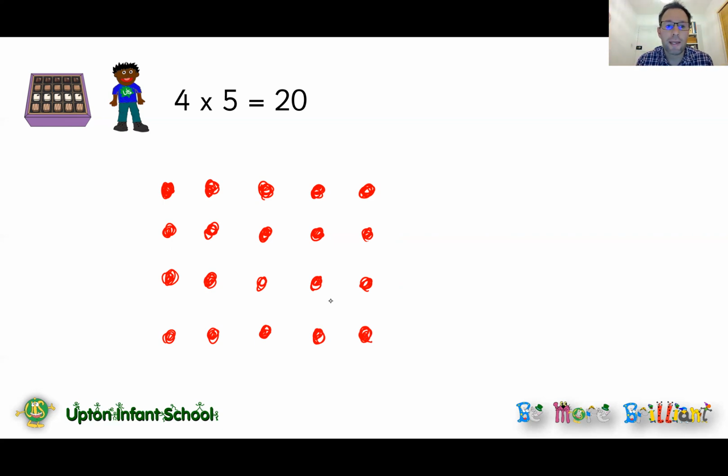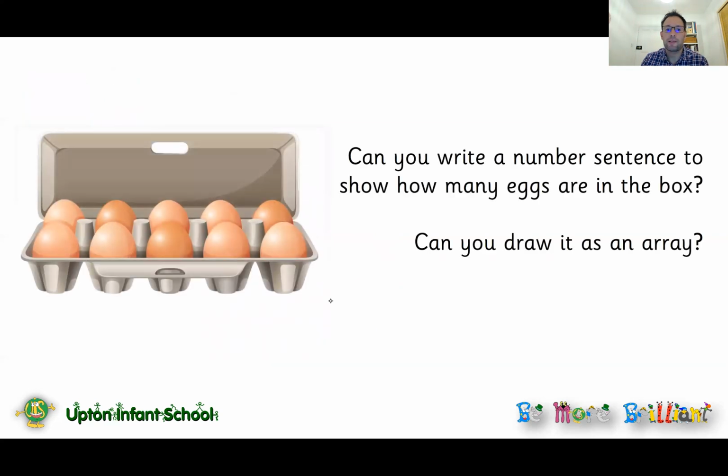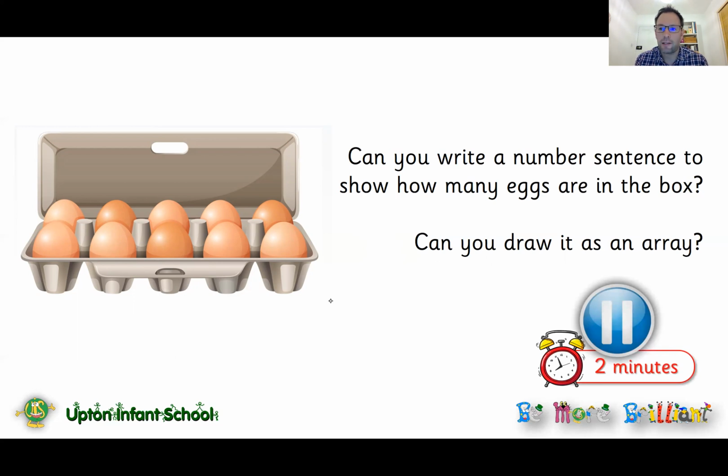This is an array to show 4 times 5, 4 lots of 5, which is what Sonny wrote down in his number sentence. So let's have a look at another one here. We've got a box of eggs now, and I would like you to write down a number sentence to show how many eggs are in the box. But also, do you think this time you can draw an array, just like I did, to show the eggs in the box? Pause the video here, and I'll give you about 2 minutes to do your number sentence and your array. See you in a moment.